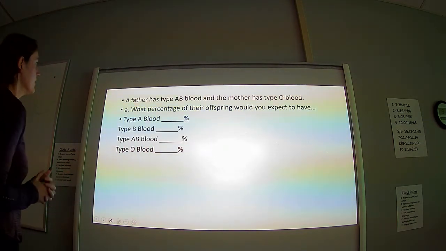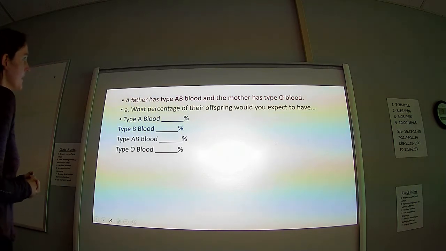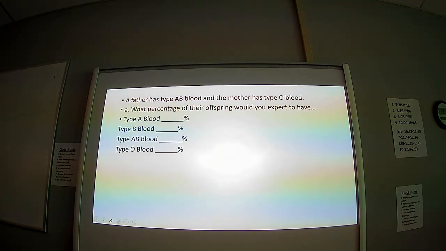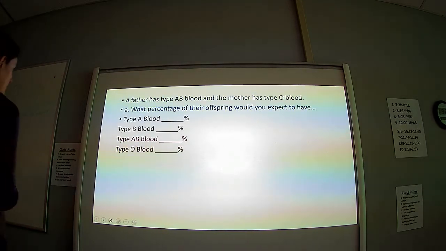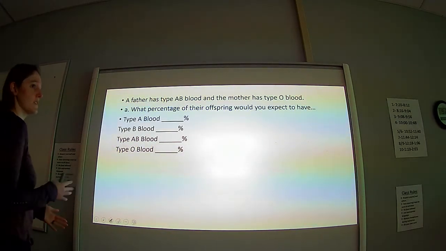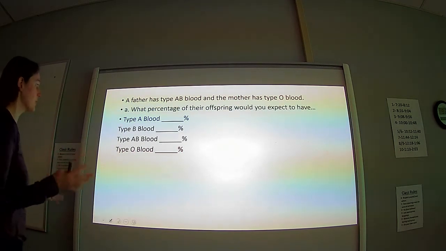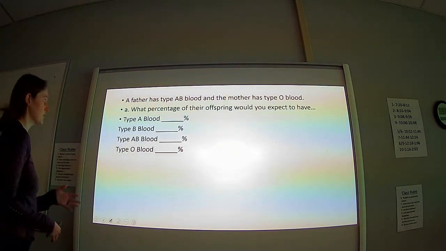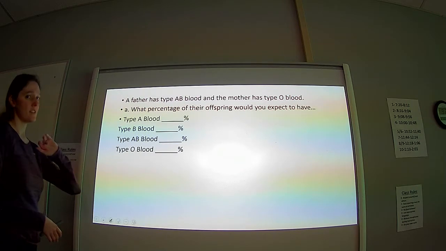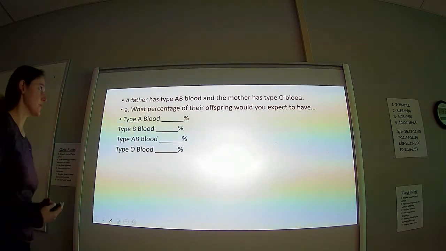We'll see. The father has AB blood and the mother has type O blood. What percentage of their offspring would you expect to have type A, B, and O? Whenever you start with blood typing, one very important thing that you need to know is that A and B are codominant, meaning that they will be expressed equally. Type O blood takes the recessive form. So even though we have three alleles, O is actually recessive. If you have an AO, that's going to be type A blood. It's just heterozygous.